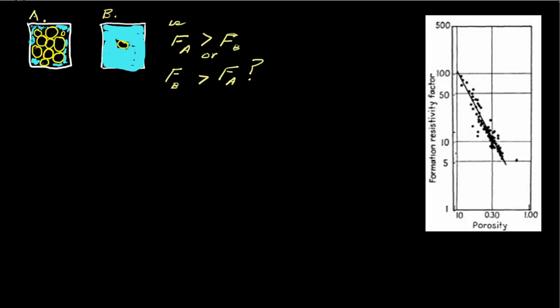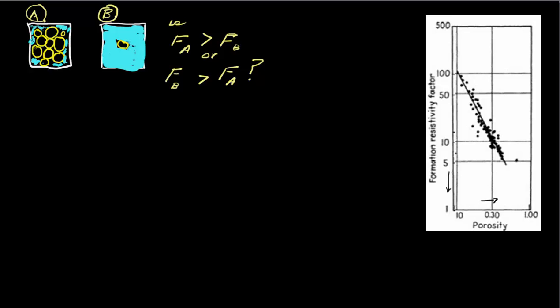Okay, before we leave our discussion of the formation factor, we should come back and think a little bit about why it is that the formation factor decreases over here on this plot as the porosity increases. And of these two examples over here, A or B, which is the case? Is the formation factor of A greater than the formation factor of B?